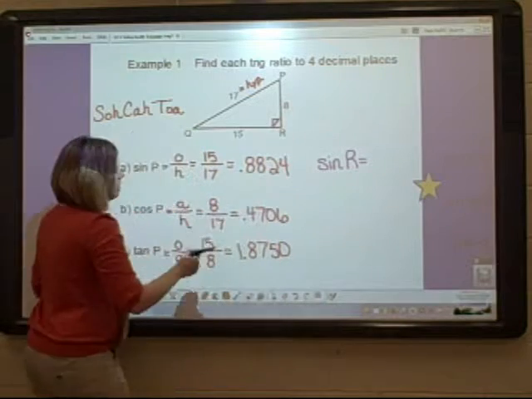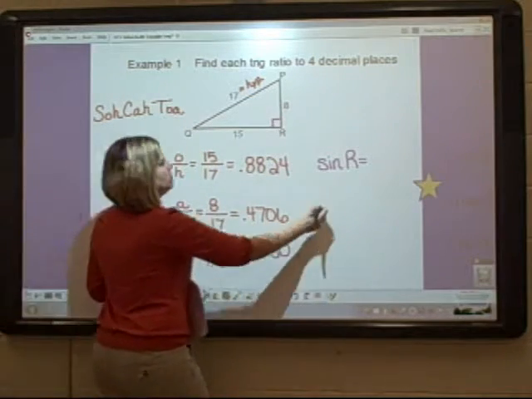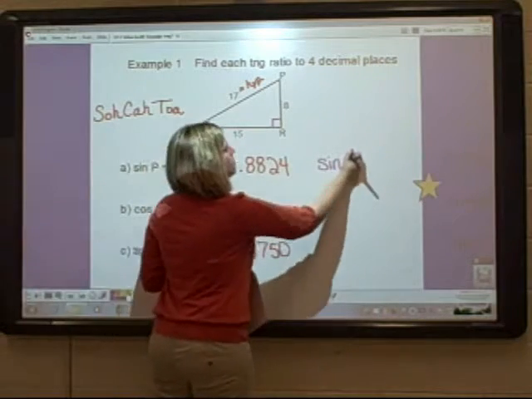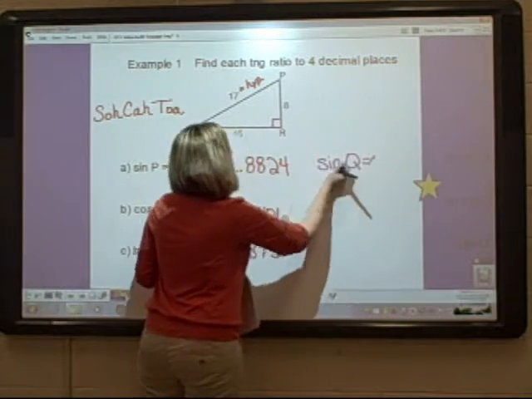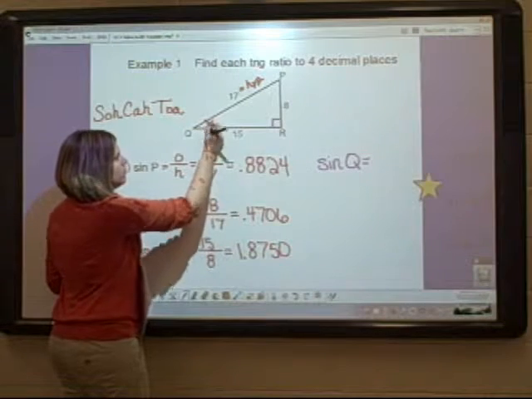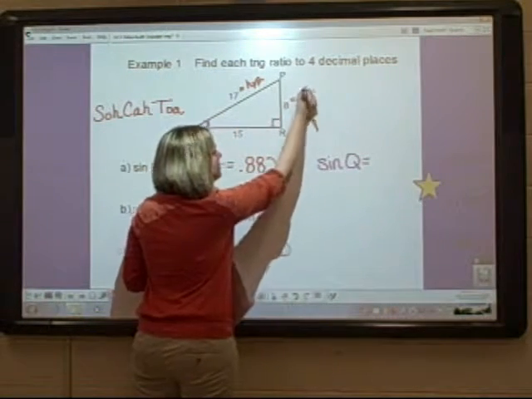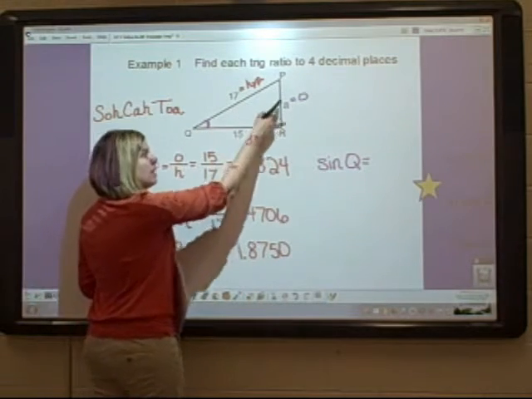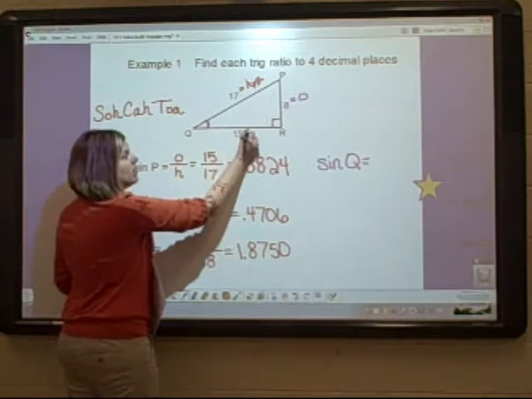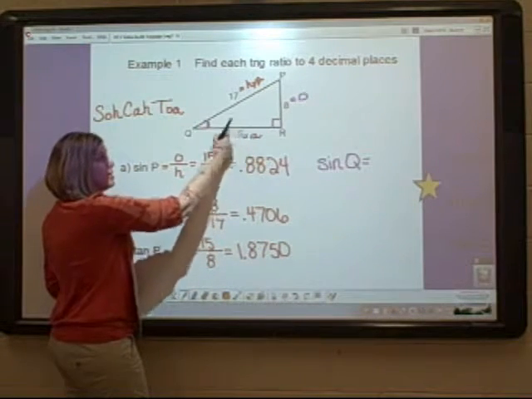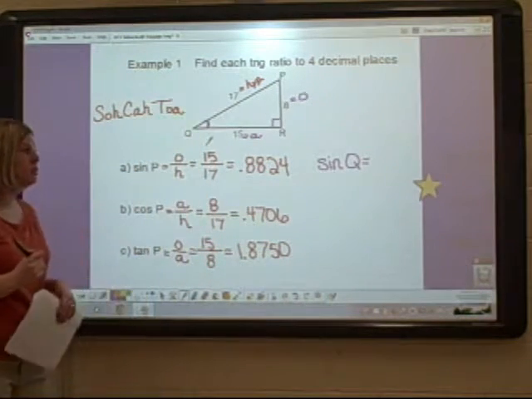I'm sorry, we're not going to do r. We're going to do q. You're not going to have to do r today. Let's go to q. So I'm going to go to q. The opposite would now be 8 because it's directly across from angle q, and now my adjacent would be 15 because it's making up part of angle q.